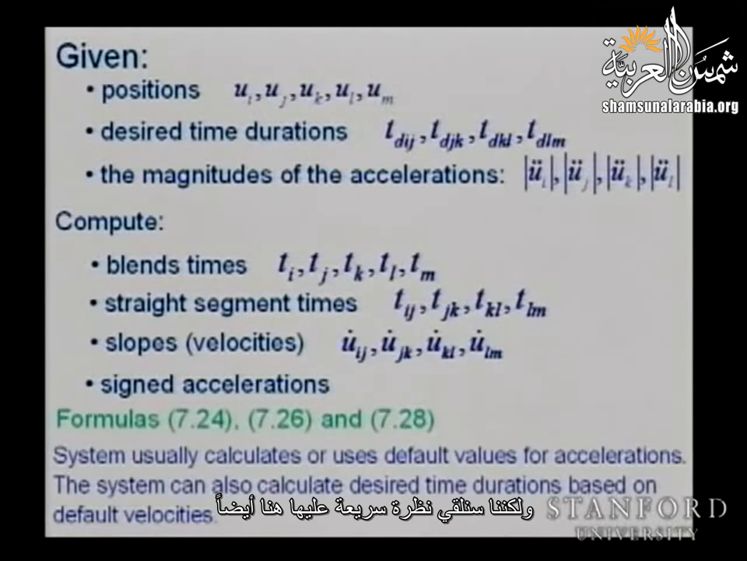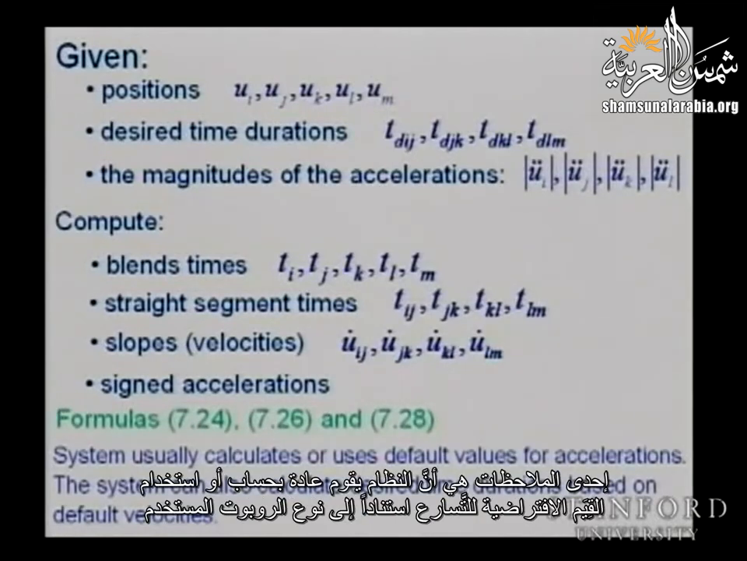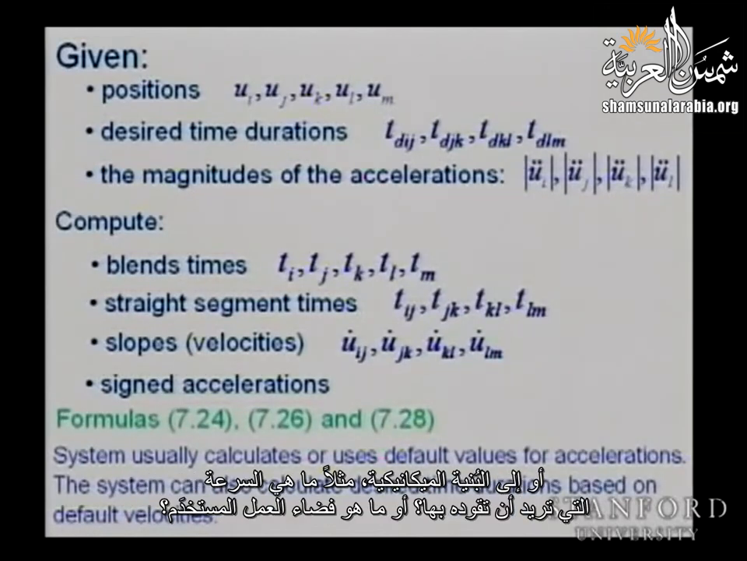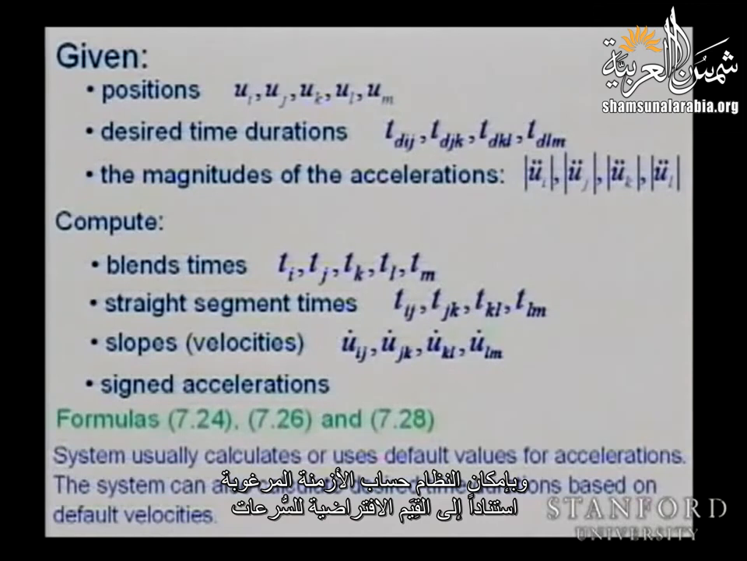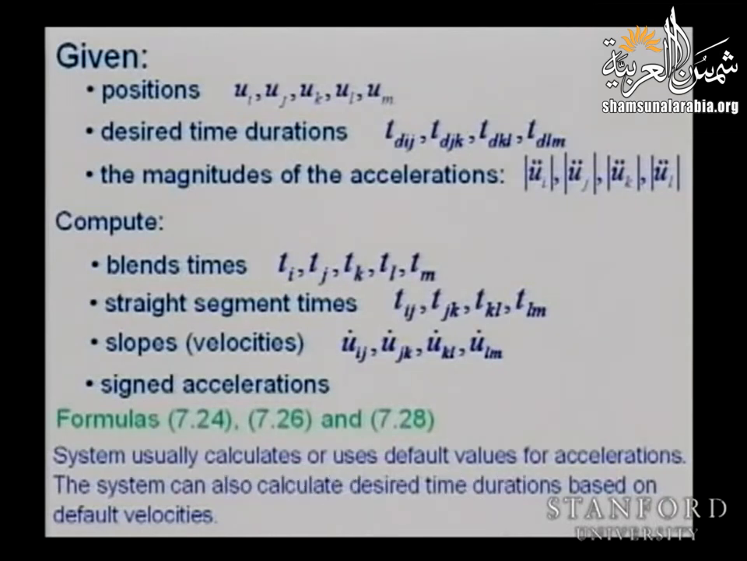So those formulas are given in the book, in the notes, but we'll also look at them here briefly. One note is that the system usually calculates or uses default values for the acceleration based on the particular robot, based on the mechanical structure, you know, how fast you want to drive it, what's the workspace, etc. And also, the system can calculate desired time durations based on default velocities. Right? Pretty simple.